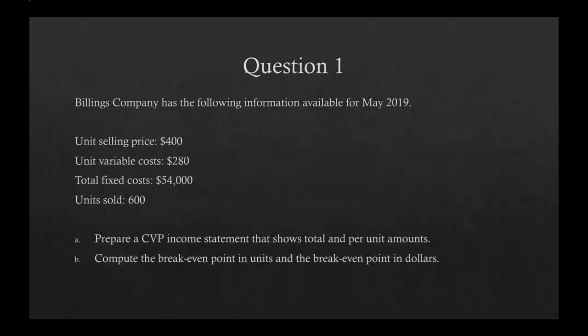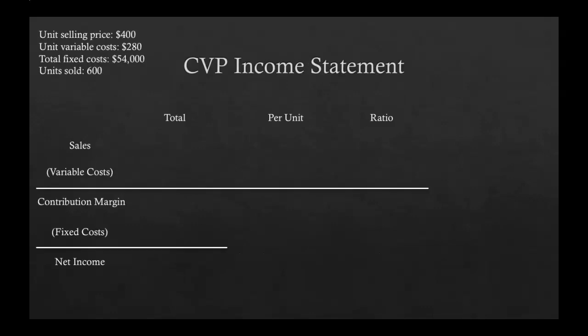With that information, we will be able to prepare a CVP income statement, a cost volume profit income statement, that shows total and per unit amounts. And then we can also find our break-even point in units and our break-even point in dollars. So let's start off with the CVP income statement. It's going to look something like this.